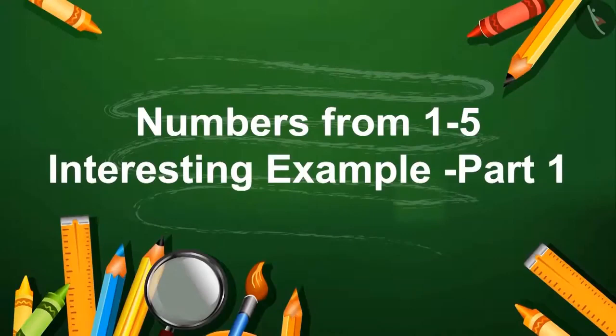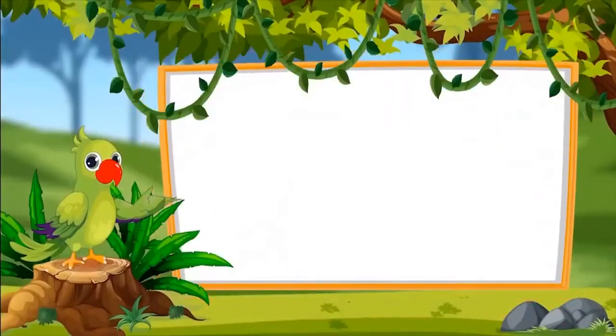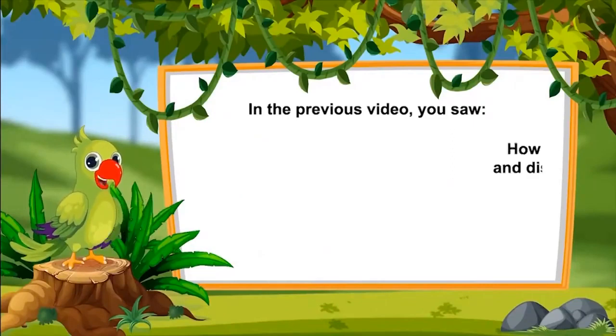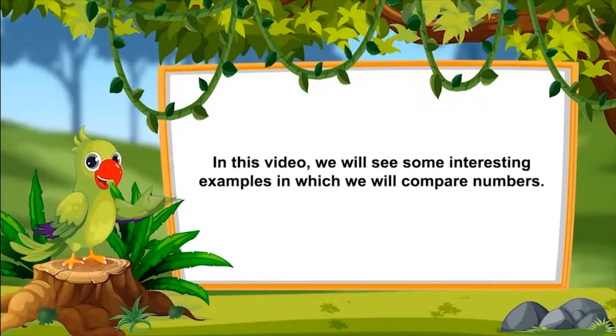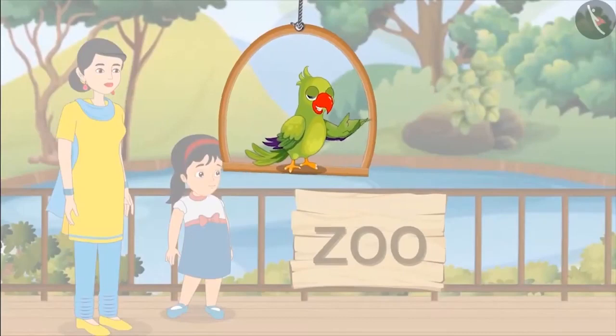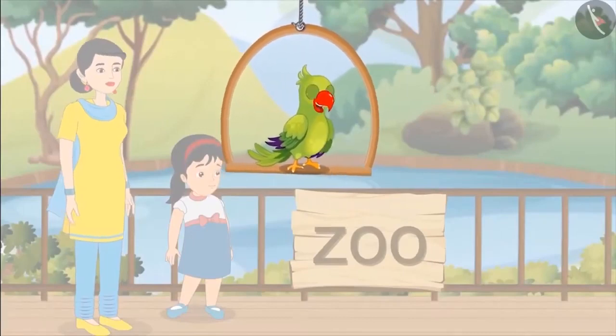Interesting example, part 1. Children, in the last video, you saw how 5 flutes were counted and distributed among the children. In this video, we will see some interesting examples in which we will compare numbers. Today, Pinky has gone to the zoo with her mother.